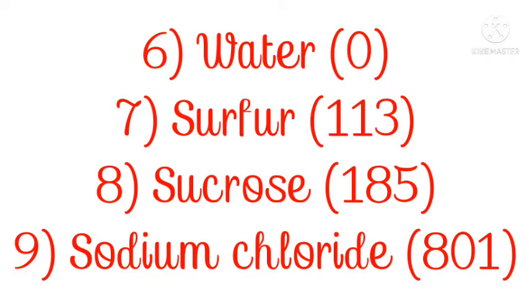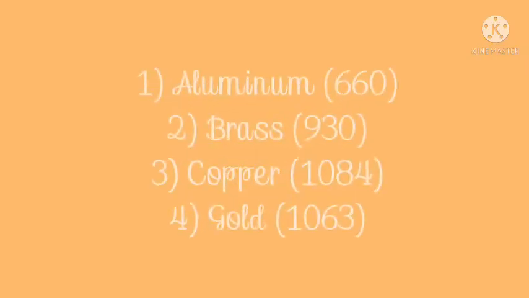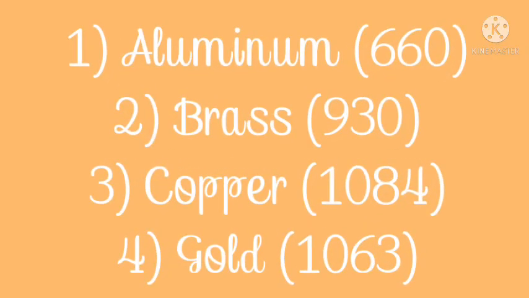7. Sulfur. The melting point of sulfur is 130 degrees Celsius. Number 8. Sucrose. The melting point of sucrose is 185 degrees Celsius. 9. Sodium chloride. The melting point of sodium chloride is 801 degrees Celsius. Super kids, the next you'll be learning are some metals and their melting points.